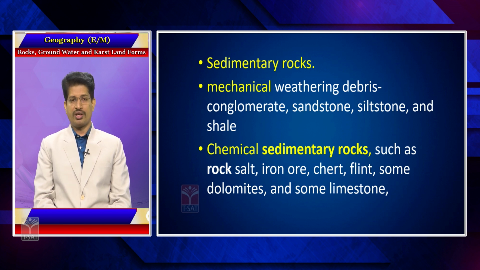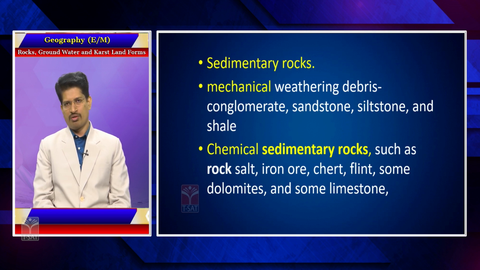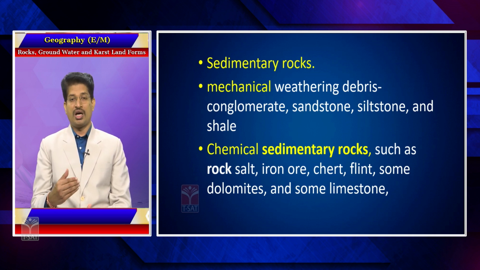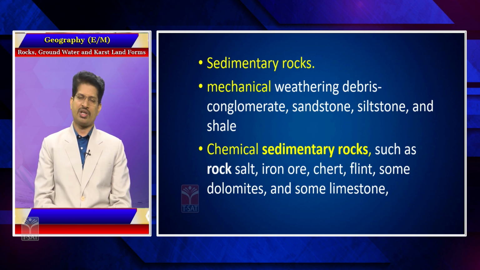Whereas in the case of chemical weathering, there is a change in the chemical process because the rocks react with carbon dioxide, oxygen, etc. In this process, the chemical composition of the sedimentary materials varies. So, iron ore is formed because of reacting with oxygen, etc. Flint, dolomite, and some limestones are classic examples of rocks which are formed because of chemical weathering.